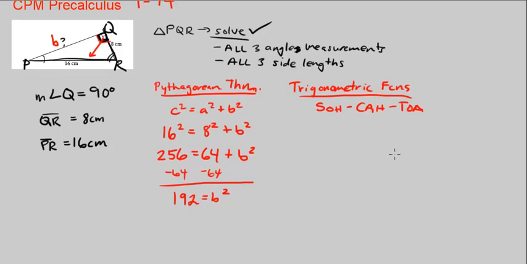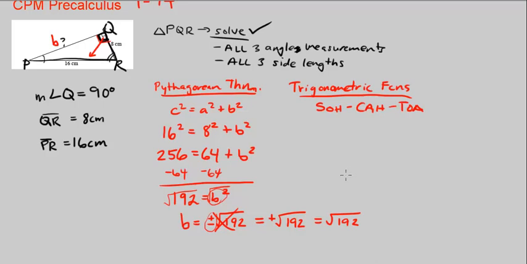And now we can reduce this. First, we want to get B alone. We square root both sides, so B is equal to plus or minus the square root of 192. Plus or minus because it can be positive or negative, but at the same time, we know B cannot be negative because it's a real side of a triangle, and side lengths cannot be negative. So B has to be the positive square root of 192.